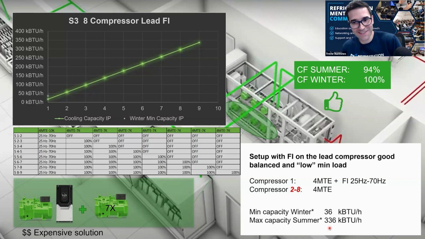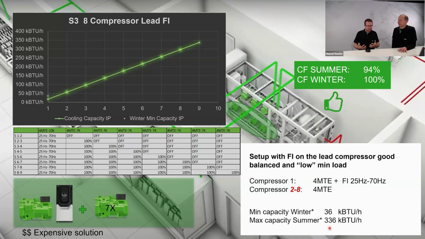We would have a perfect capacity regulation and a perfect gear up, but we would need to install 8 compressors. As Bitzer, and I'm in sales at Bitzer, I like this solution because we could sell much more compressors per supermarket. But it's not a solution that is really practical.